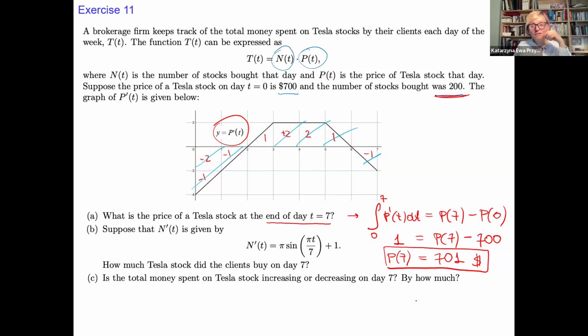Total money. Do we have the formula? Yes. We have the formula for the total money. And now, if we have the formula for the function, how can we check if the function is increasing or decreasing? What rule can we use? We can check if the derivative is positive or negative. Yes.